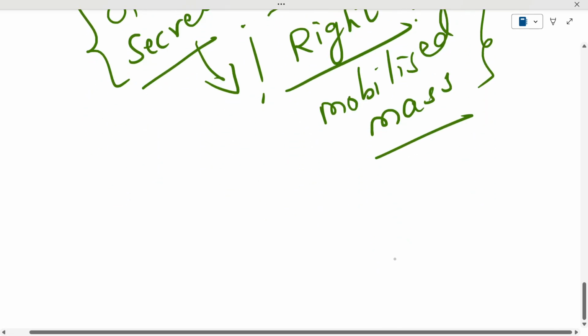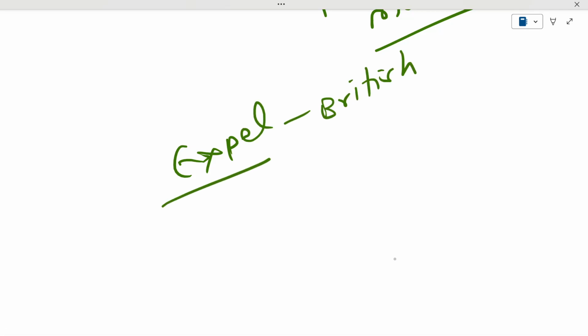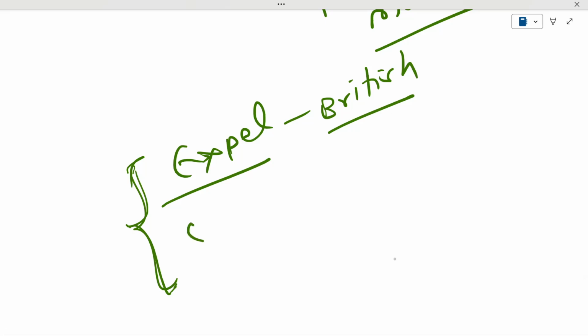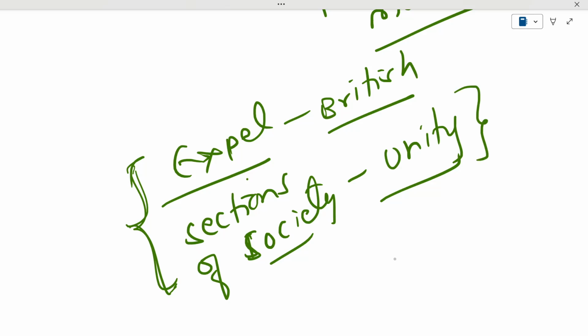I put it in another way. To expel the British, all walks of people or all sections of Indian society needed unity. They needed unity in their effort, sincerity and dedication and commitment in their effort, so that when they rise against the British, the British will leave our country.